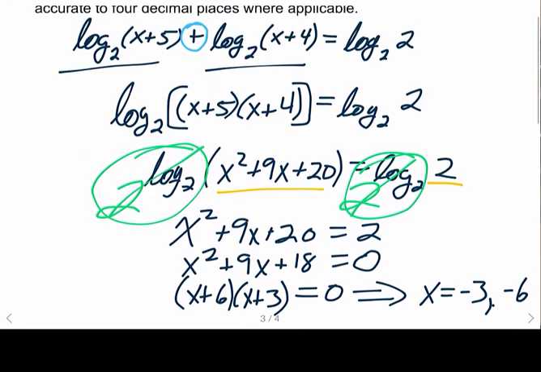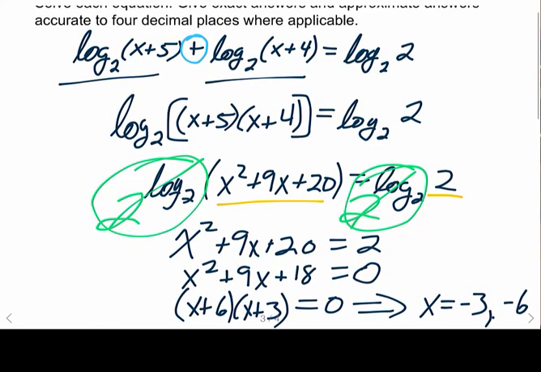I need to make sure that this doesn't cause any problems because this was a log equation, right? If I put -3 in place of x for x plus 5 and then for x plus 4, we have no problems at all. So -3 is good. If I put -6 in place of x for x plus 5, that goes negative. That bumps -6 out of the running. And so the answer is simply x equals -3. Remember, you got to double check when you started out with a logarithmic equation.